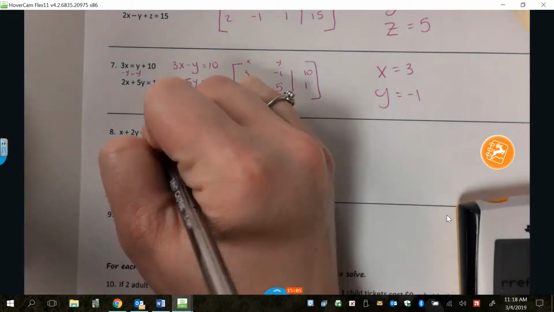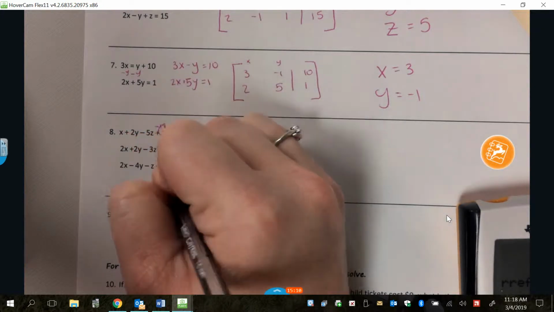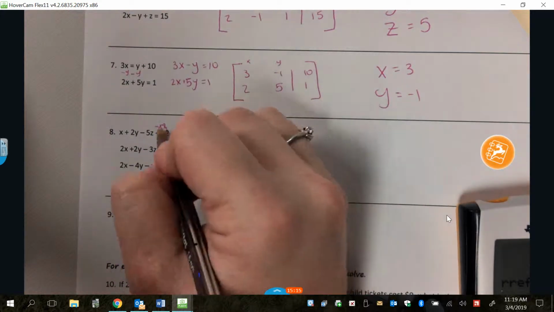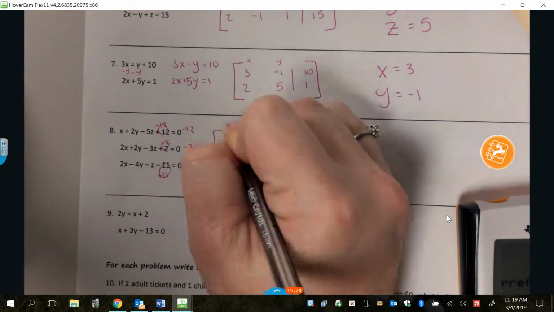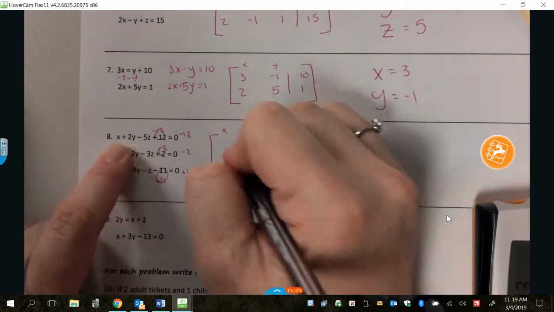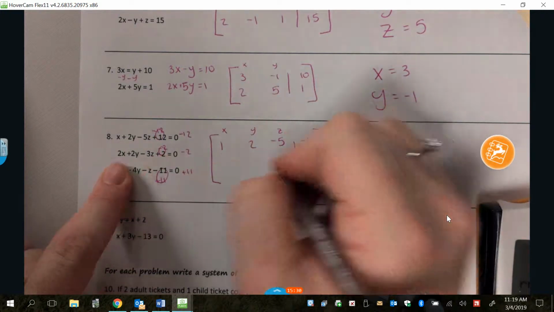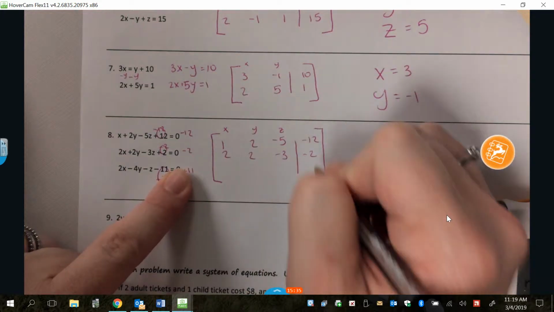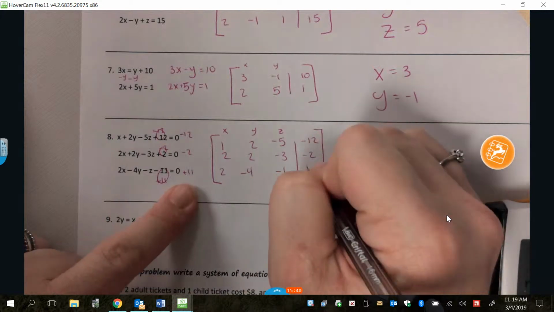So these are not in standard form. All of these need to move over. Which gives us, now that those are gone, all my letters on one side and my whole numbers on the other. So I have 1x, 2y, negative 5z equals negative 12. 2x, 2y, negative 3z equals negative 2. 2x, negative 4y, negative 1z equals positive 11.